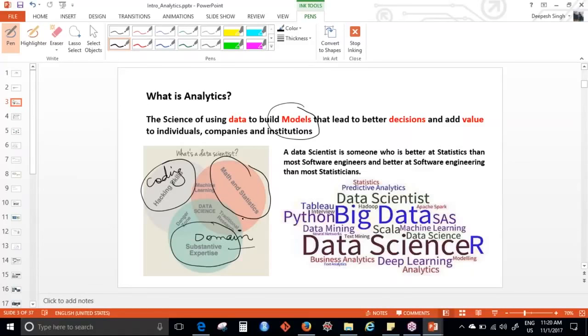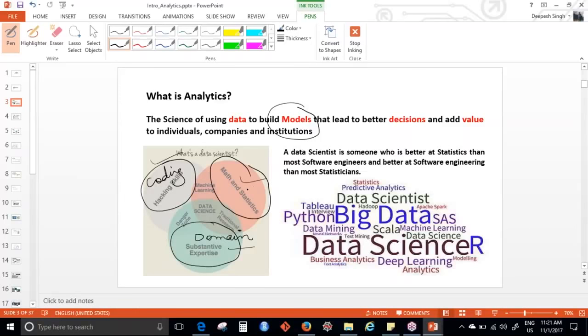Okay, and a lot of people ask me, who are not in analytics, who have been working in some other domain, how do we move into analytics. The best part of analytics is you don't need to be a computer science student to move into analytics. You could move in from anywhere, because whichever domain you are working in, you would have the domain experience. All you need to do is learn the coding part or the maths and stats parts.